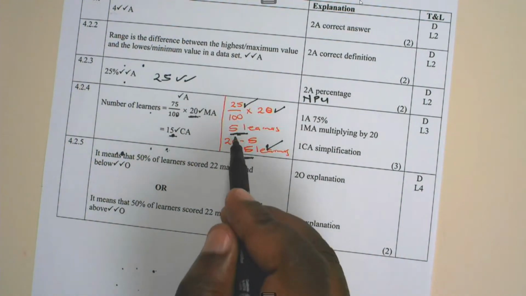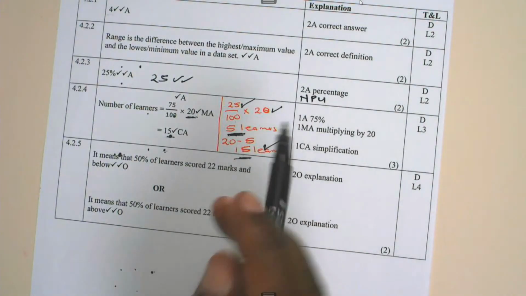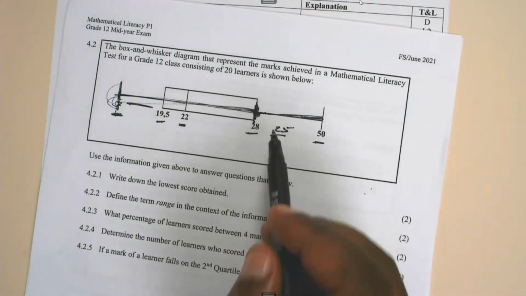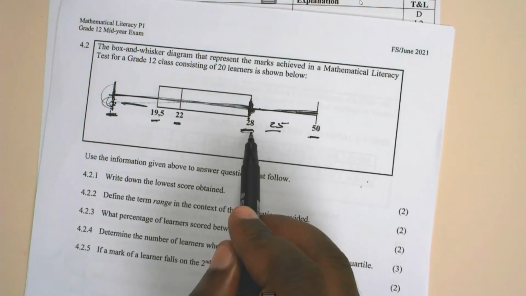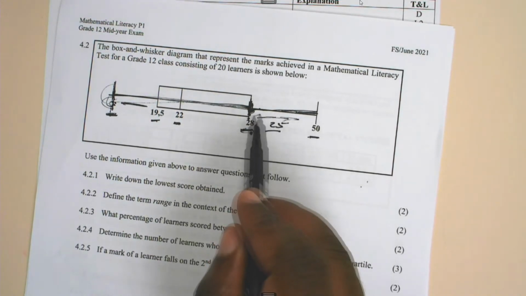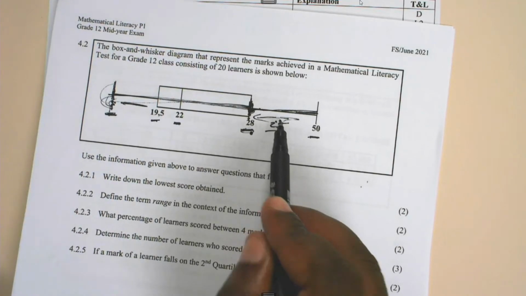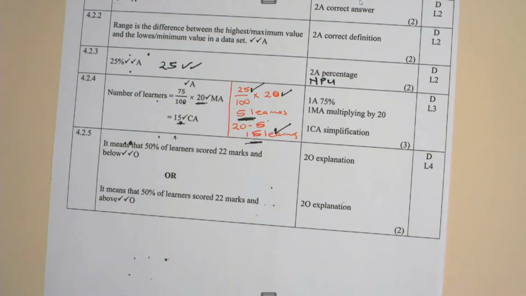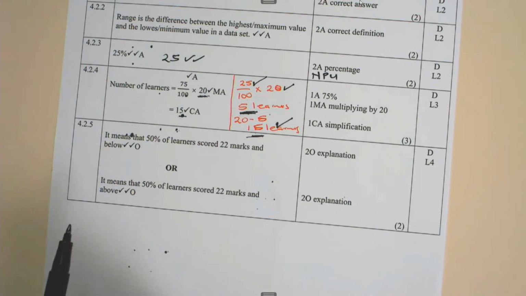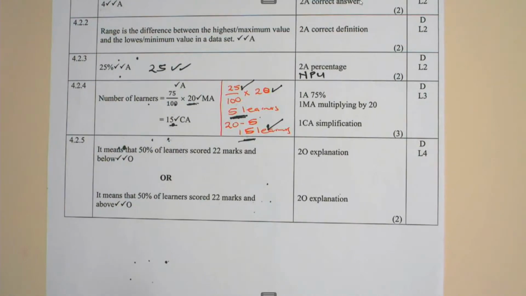Remember, these 5 learners are those learners who got above Q3. That is the 25% that I'm talking about. So let's look at those things, colleagues. The last question, colleagues, 4.2.5.